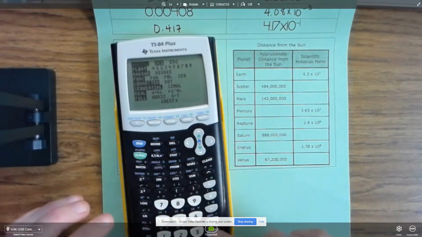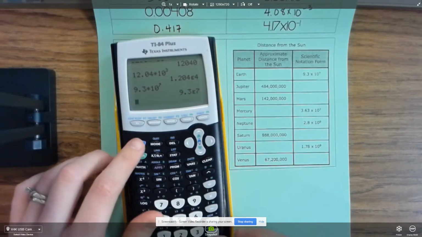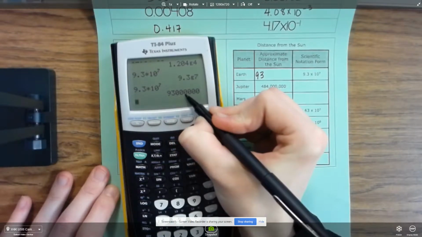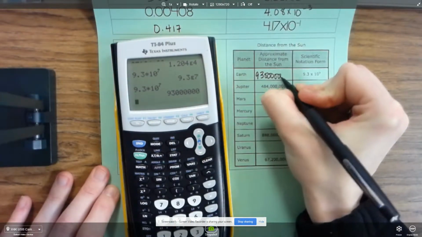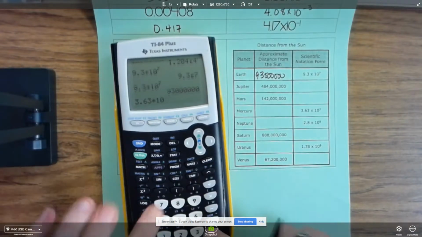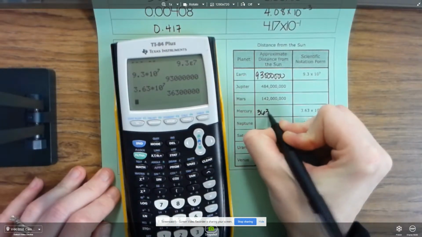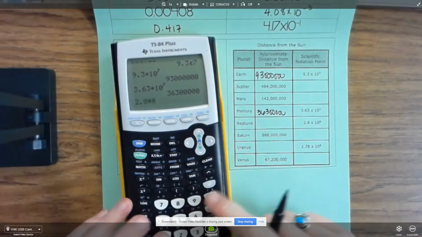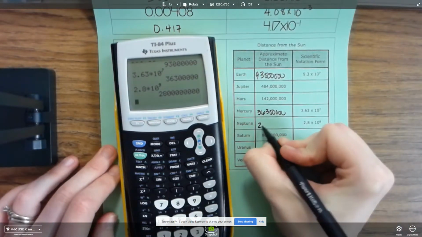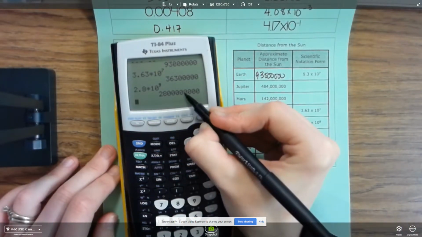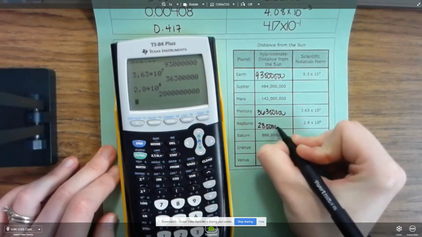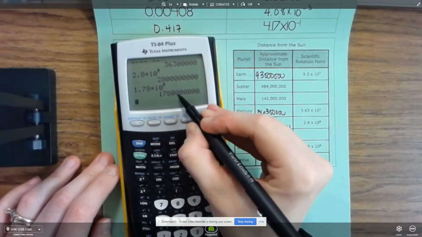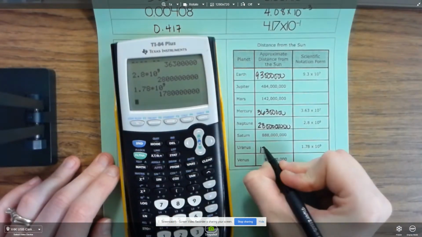So make sure you're in the right mode. And so you can count the zeros. There's 6, 1, 2, 3, 4, 5, 6. This one has 5 zeros, 2, 3, 4, 5. This one has 1, 2, 3, 4, 5, 6, 7, 8. And this one has 1, 2, 3, 4, 5, 6, 7.